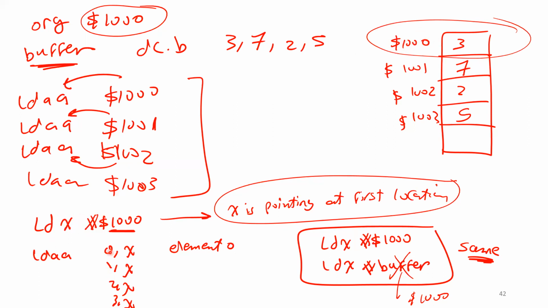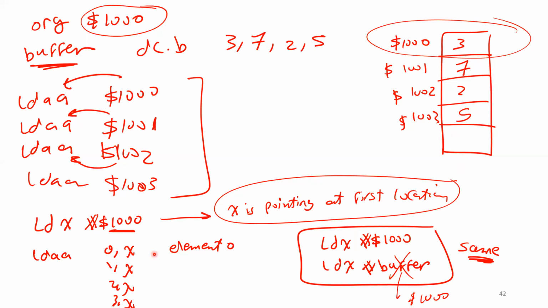This way, 0 comma X is gonna give me the first element. 1 comma X is gonna be 1000 plus 1, which will give me the second element, right? 2 comma X is gonna give me the third element, and so on.